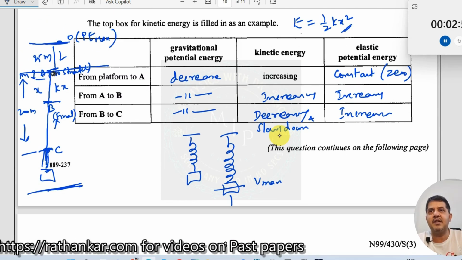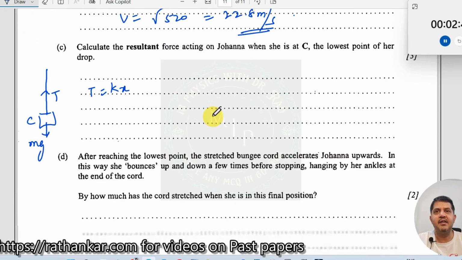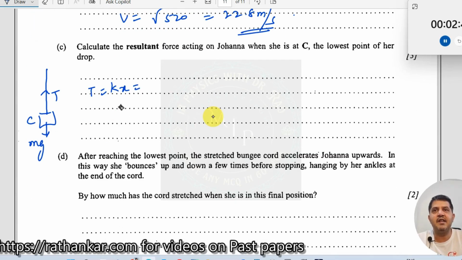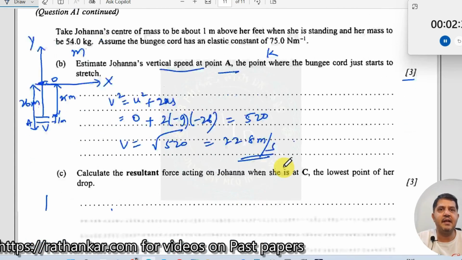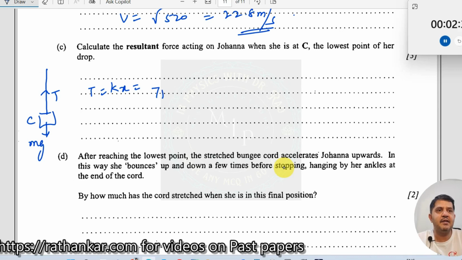From where to here? This is the natural length of the rubber cord, and from here to here is your final length, right? So this should be 20 meters over here. So you take x equal to 20, and the k value is 75. So 75 multiplied by 20 should be your answer. So this is your tension now.